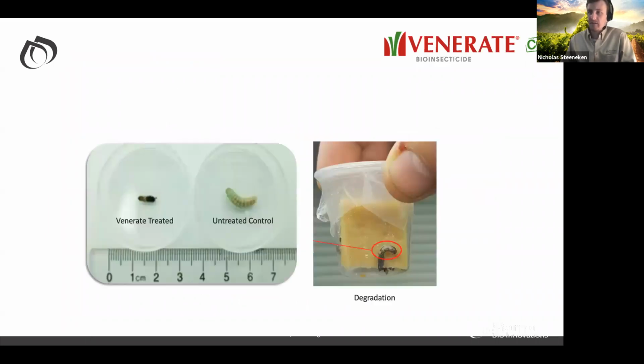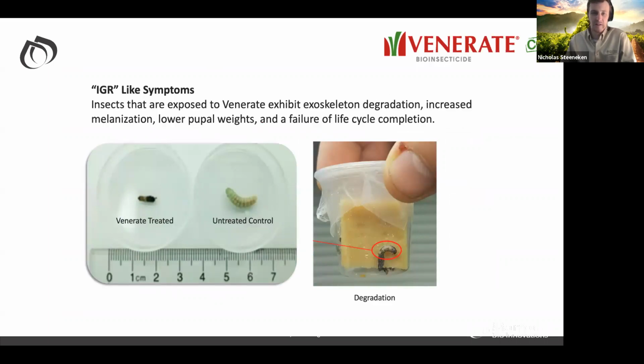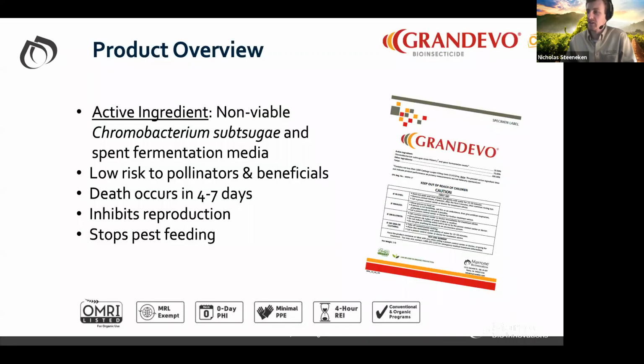And here we see some lepidopteran larvae that have been treated with Venerate, and it's exhibiting the insect growth regulator-like symptoms where its exoskeleton is being degraded. It has melanization. We see lower pupal weights and failure to complete the life cycle, which is what you want to see in your pests, because if they're completing their life cycle, they're going to cause more damage.